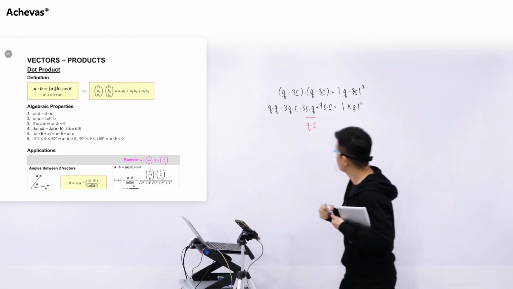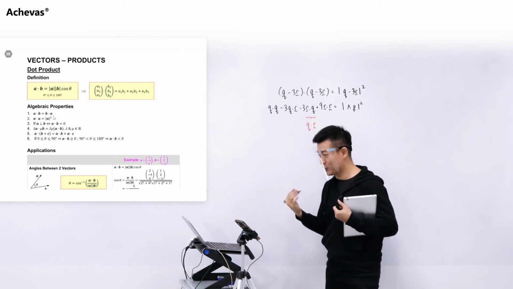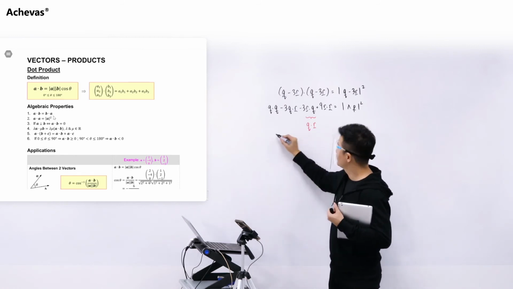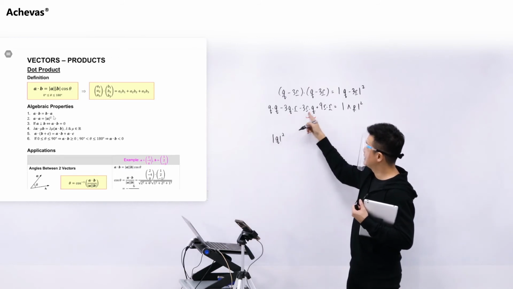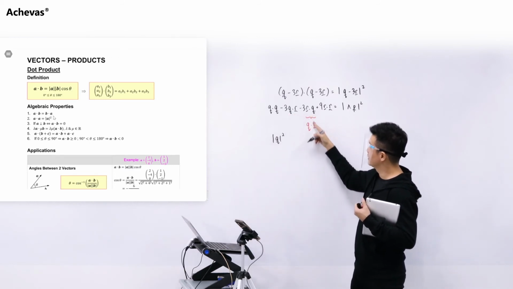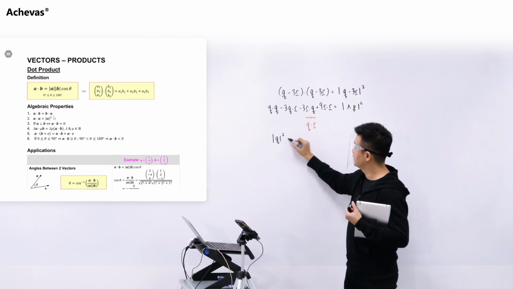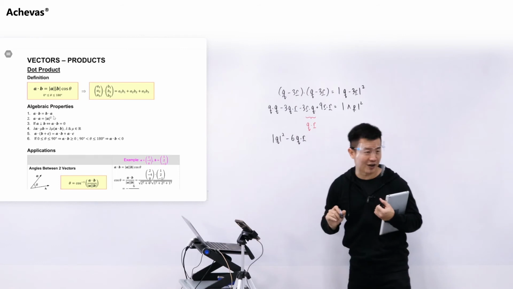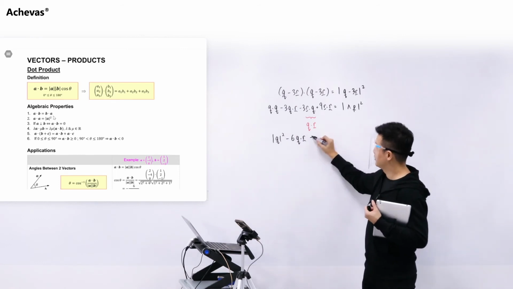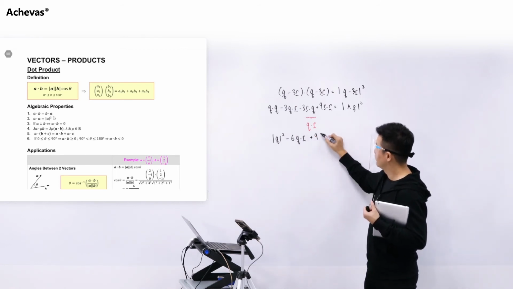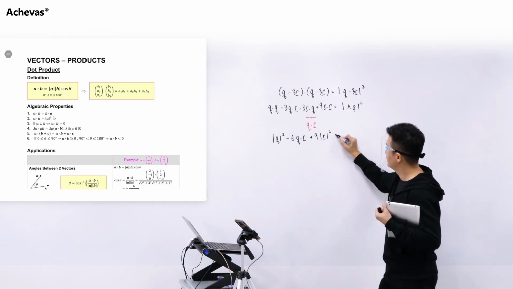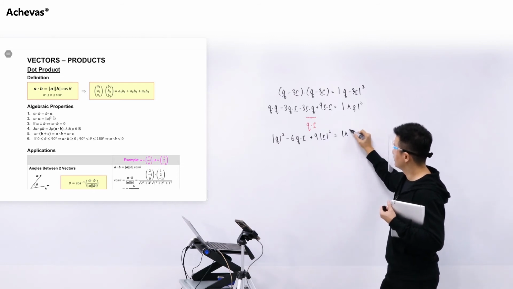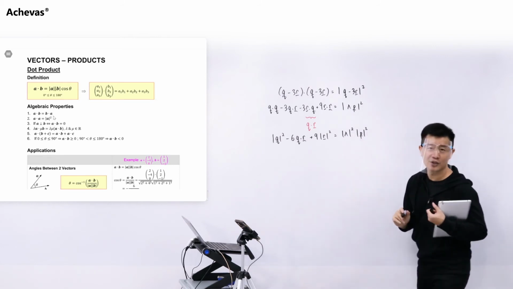So now working it out, q dot q, once again making use of number 2, this is modulus of q square. And since this q dot r is the same as r dot q, we can rewrite this as minus 6 of, let's just go for q dot r. And I have a plus 9 of modulus of r square. This is going to be equal to modulus of lambda square, modulus of p square.